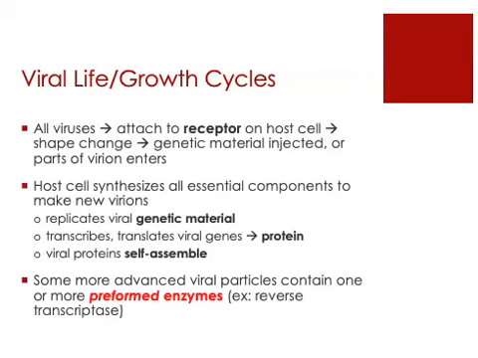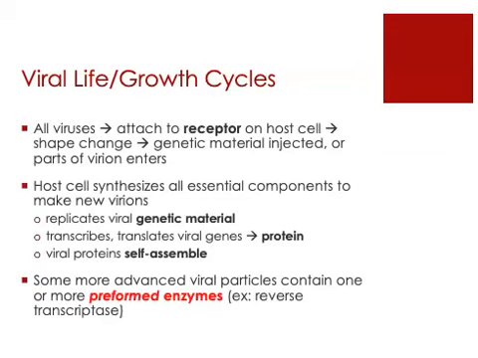I'd like to switch gears here and talk about viral life cycles. As we said, all viruses, in order to infect a host cell, have to attach to a receptor on that host cell. When the viral protein makes contact with the protein receptor on the host cell, those two proteins are going to bind together, and that's going to cause a shape change. That shape change is going to allow the genetic material from the viral particle to get injected into the host cell.